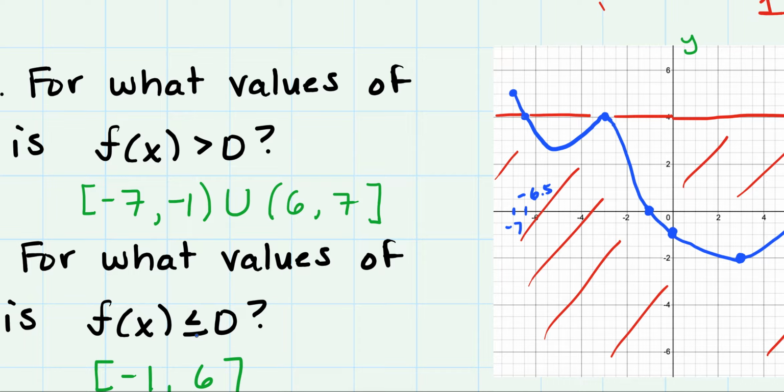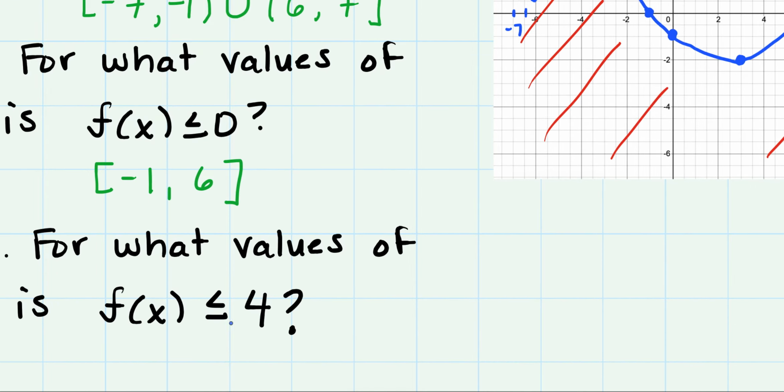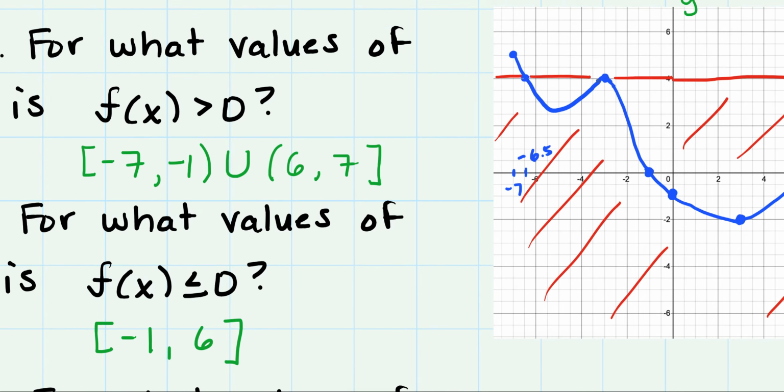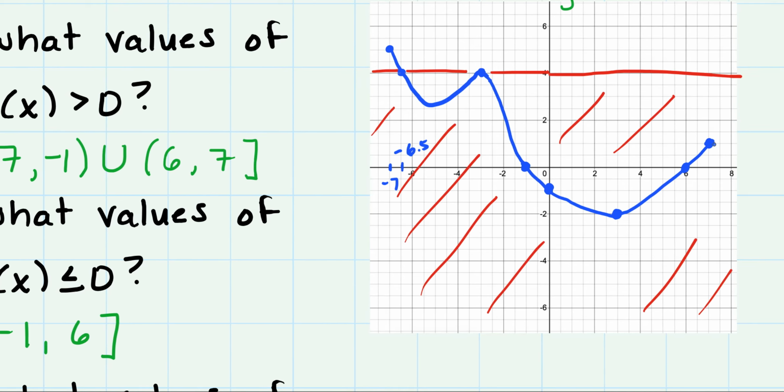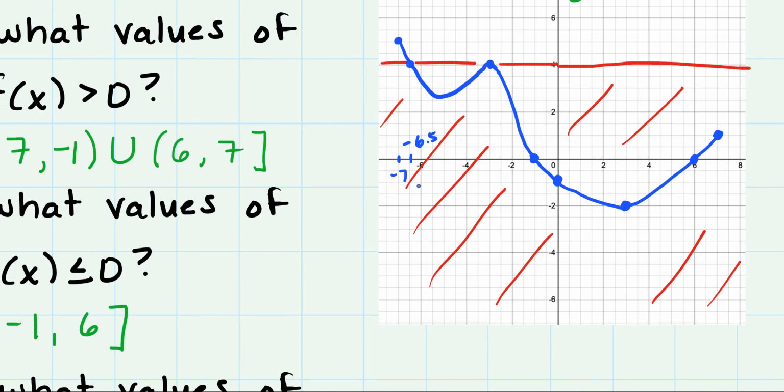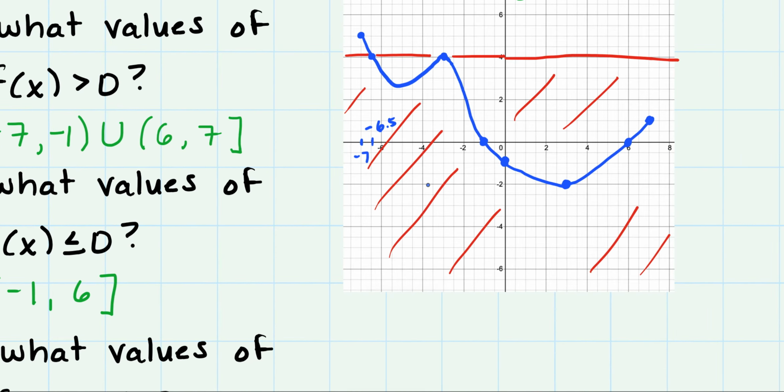So from negative 6.5 all the way to here, well, this is right on the line, and we can be equal to 4. So we can include this x value at negative 3 all the way to the end of our domain, because all of that is under 4. So all the way to 7. So from negative 6.5 to 7.